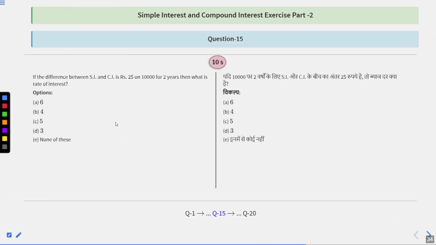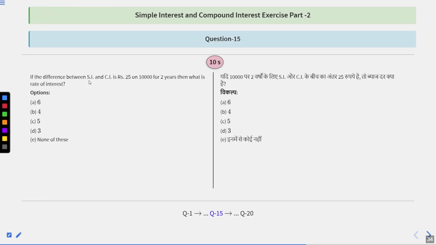Next one. If the difference between SI and CI is rupees 25 on 10,000 rupees for 2 years, then what is the rate of interest? You have 5 options and 10 seconds to analyze the question. Your time starts now.